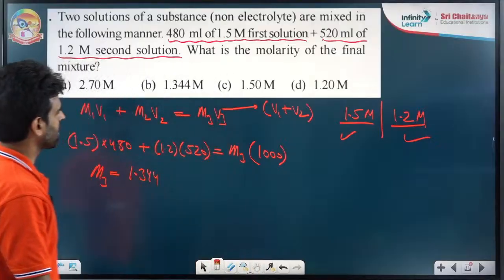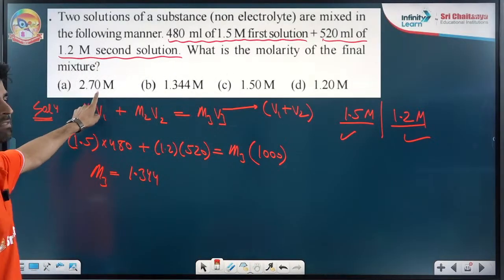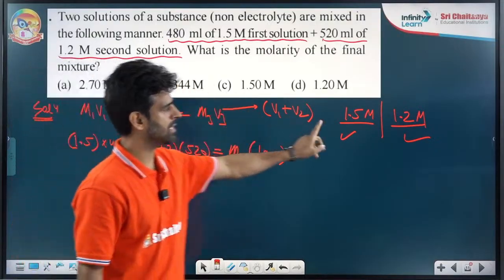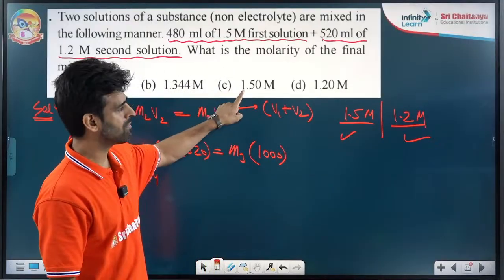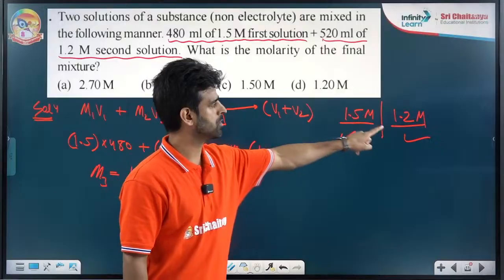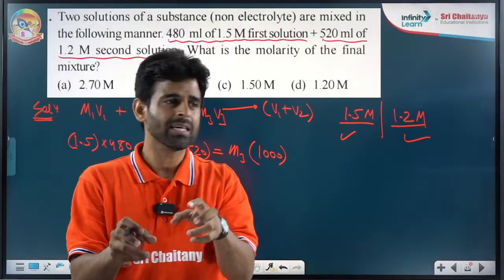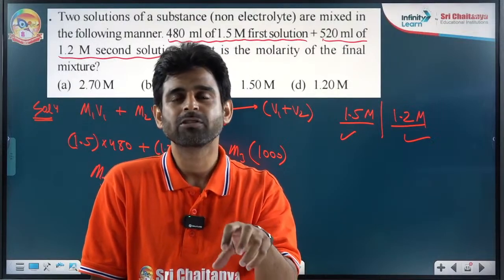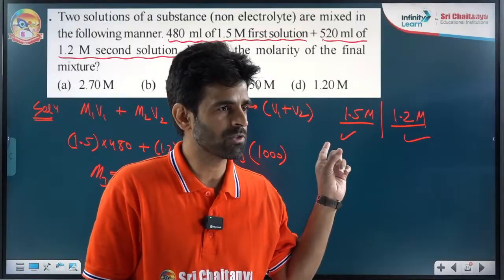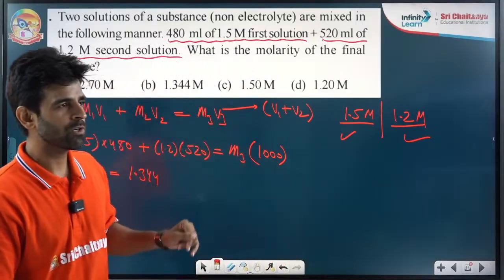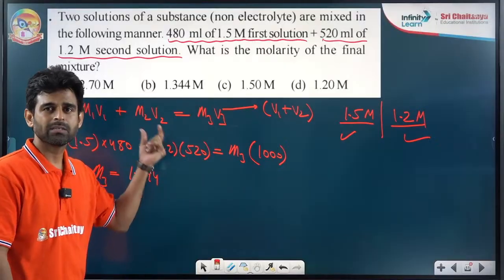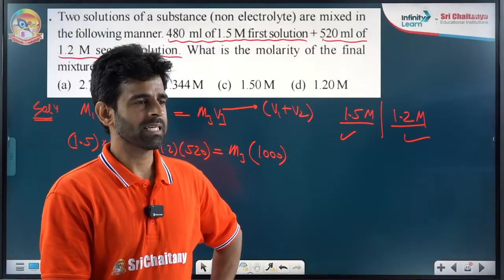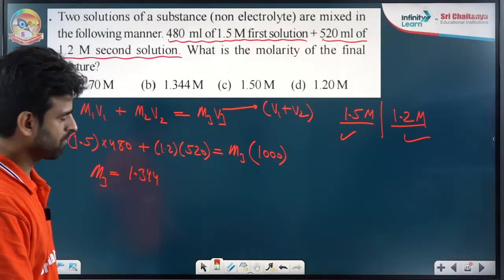So what is coming? Can we use it? Yes. 2.70, more than 1.5? Not possible. 1.344 is in between both, right? The next one is 1.50, no, 1.20. So always if you are mixing two solutions, the final solution will have molarity which will be in between both. Yesterday's last question was the same as this one, right? If you want the exact value, you know the formula. Otherwise, if you want to get the answer only, it's very easy. Great.